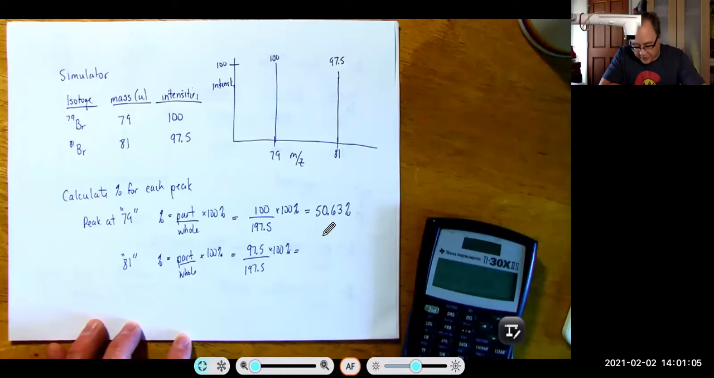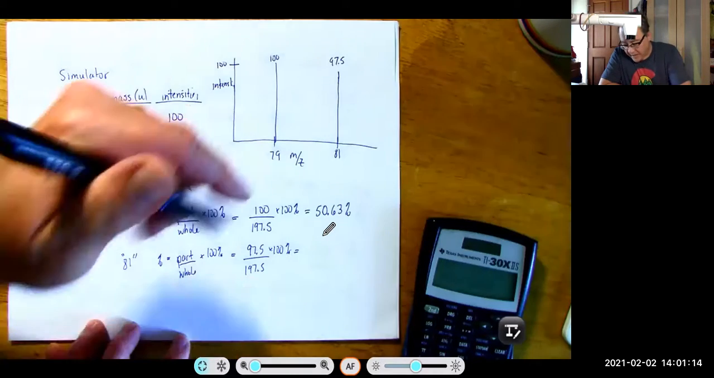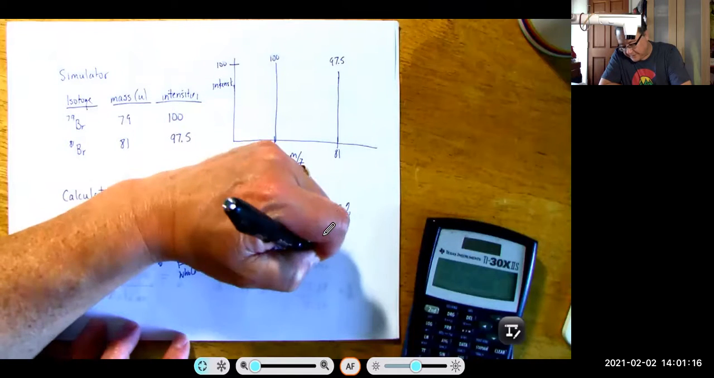How many significant figures do we get for this second calculation? 3. 3 because of the 97.5. I get 49.4%.